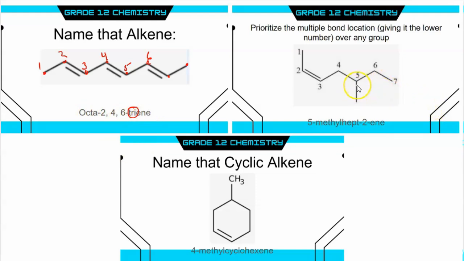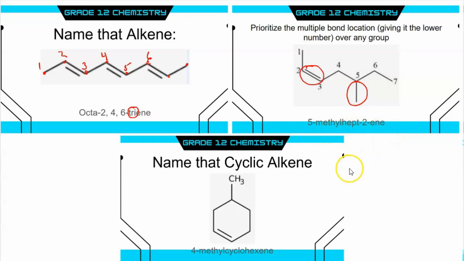All right, what about in this case? So I've got the parent chain numbered for you, and you can see we have a methyl group and a double bond. So when we're numbering, what do we prioritize? Well, I've already written the numbering for you because we're always going to prioritize that double bond over any group. So we're going to start the numbering closest to the double bond. So we have a methyl group on the 5th carbon atom. So we have 5 methyl, and we have a 7 carbon atom chain, so hept, with the double bond starting at 2, 2-ene, 5-methylhept-2-ene.